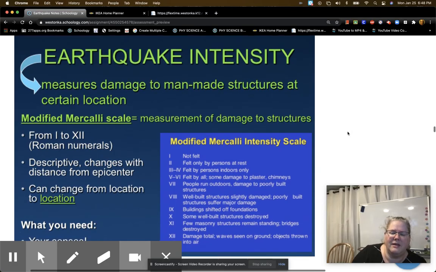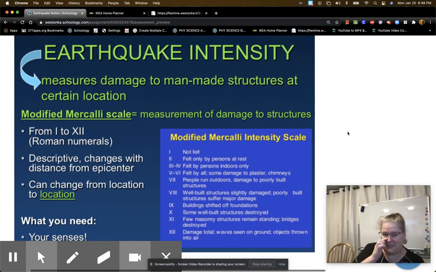So earthquake intensity has a measurement scale called the Mercalli scale, or modified Mercalli scale. And here's the deal. You don't have to memorize this scale. But if I gave it to you and said, what level would this be if this occurred, I expect you to be able to use the scale.